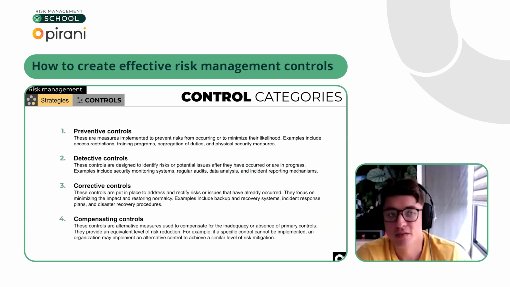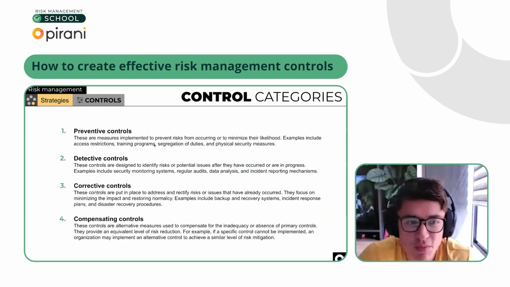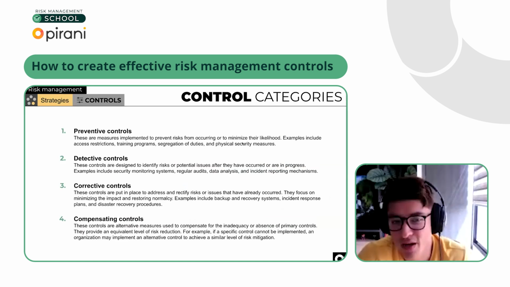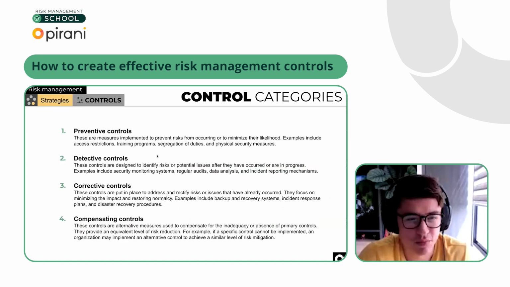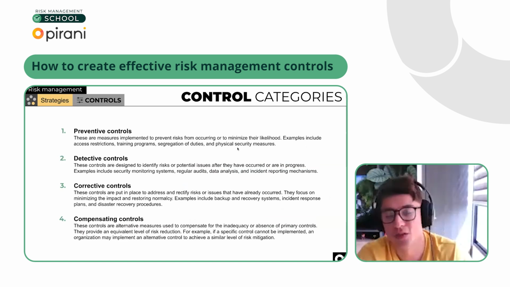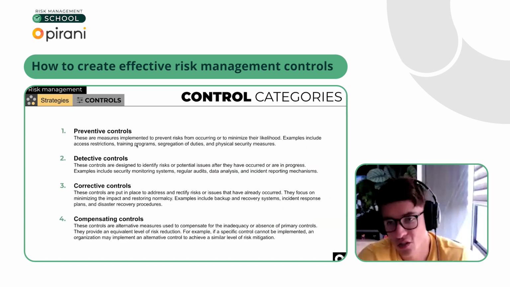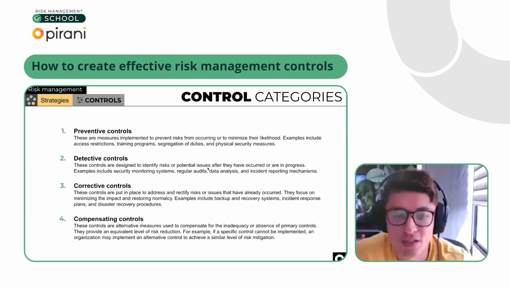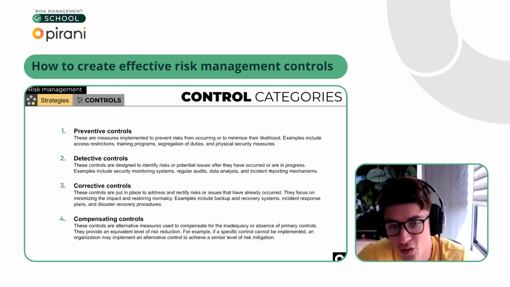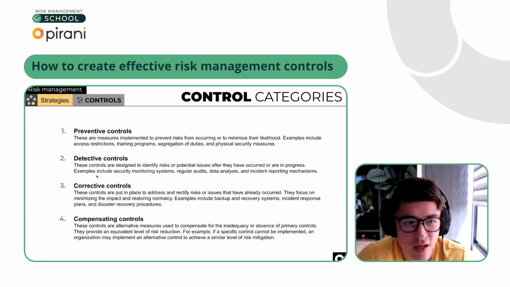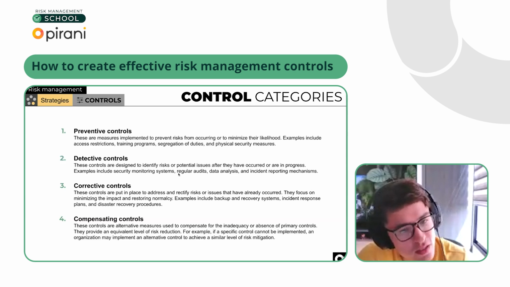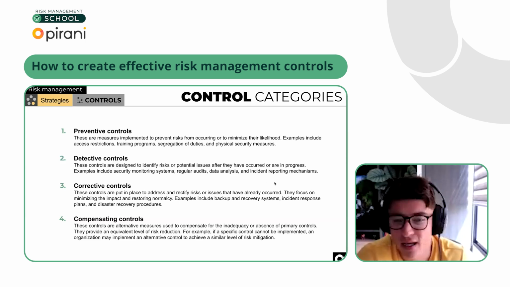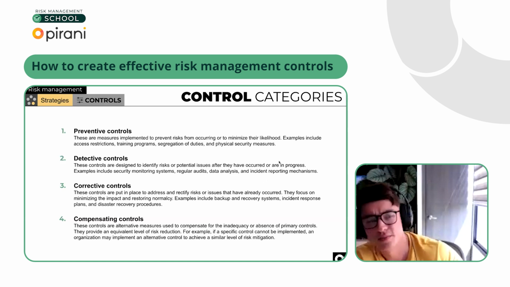Maybe you have preventive controls, which are measures implemented to prevent risks from occurring or minimize their likelihood. Examples include access restrictions, training programs, segregation of duties, or physical security measures. Or maybe it's detective controls, which are designed to identify risks or potential issues after they have occurred or are in process. Examples include security monitoring systems, regular audits, data analysis, or incident report mechanisms.